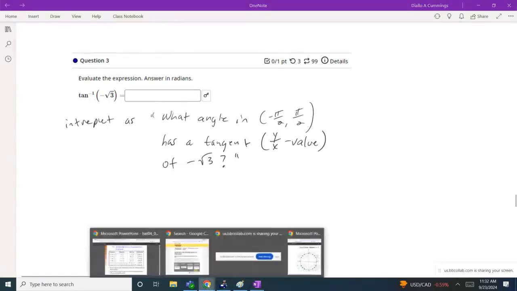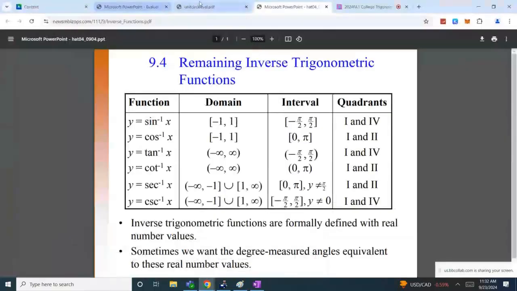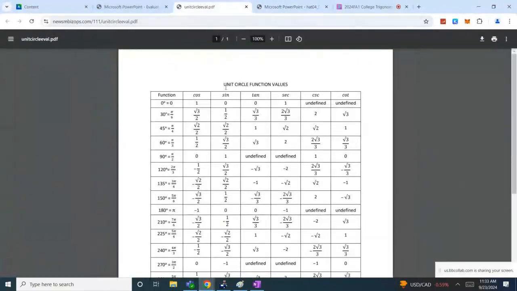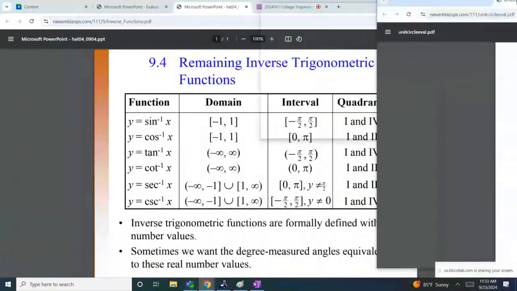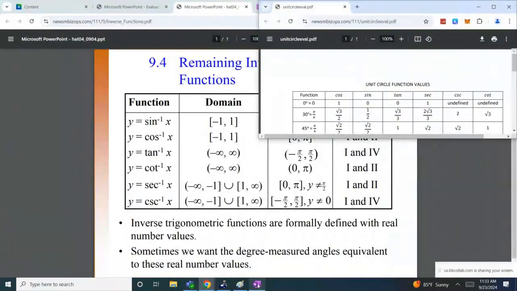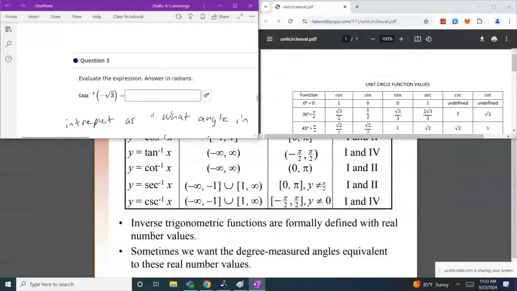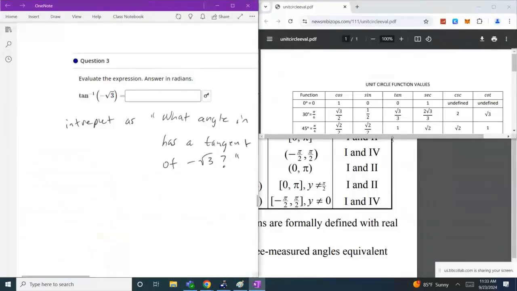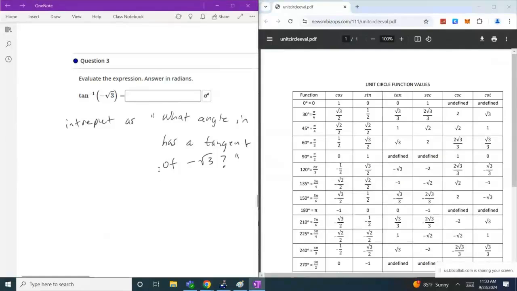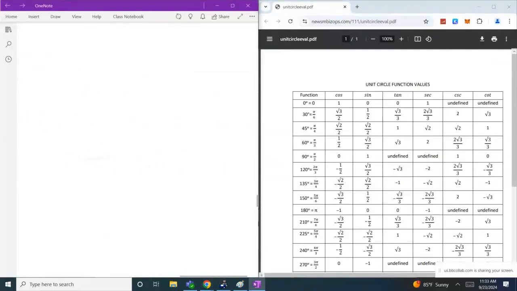So now here is what I did. I used a combination of the unit circle function value sheet, and I used the unit circle. And I modified my unit circle just a little bit. So I'm going to show you what I mean by that. So let me bring both of these down. And this might make life a little bit easier.